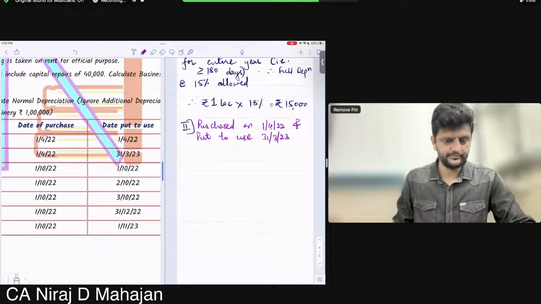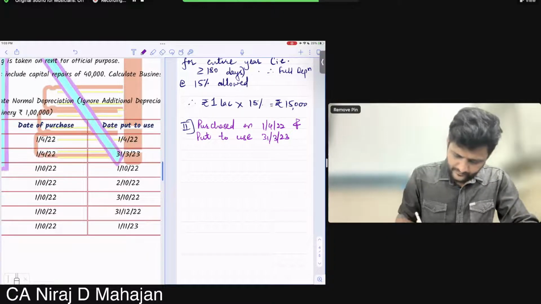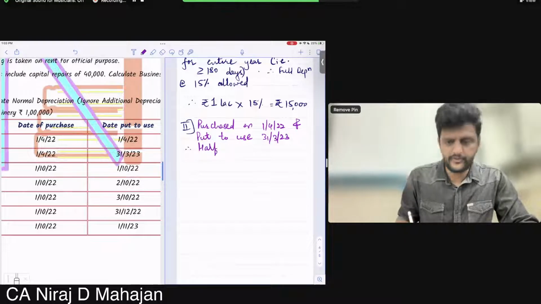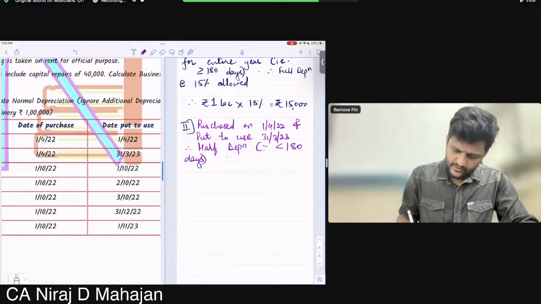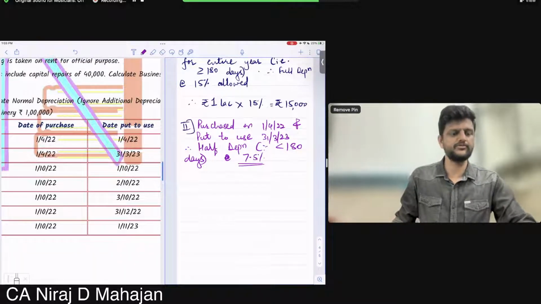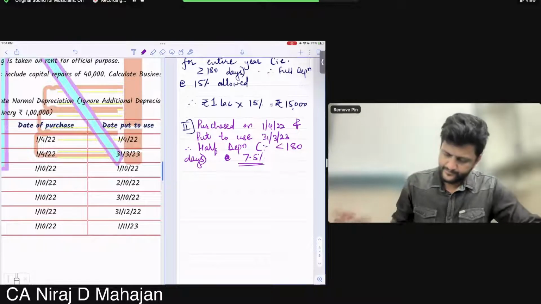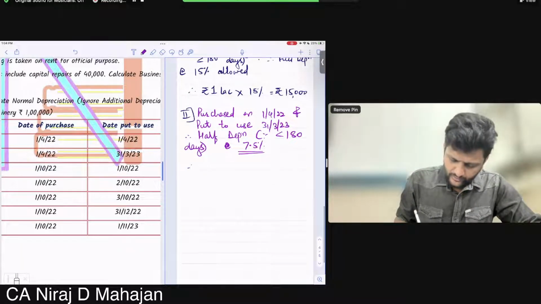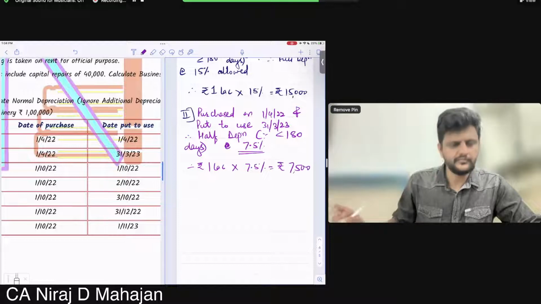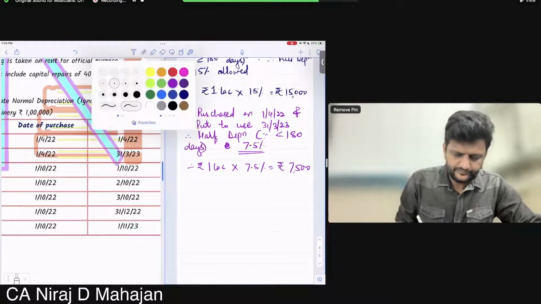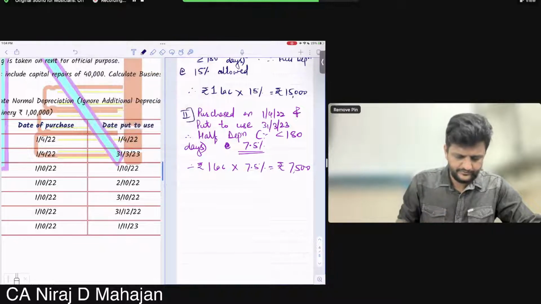Therefore half depreciation, since less than 180 days. So half depreciation, what is the rate of depreciation? 7.5%. 15% was for a full year, so half means 7.5%. Correct? Everybody? Therefore, on rupees 1 lakh.